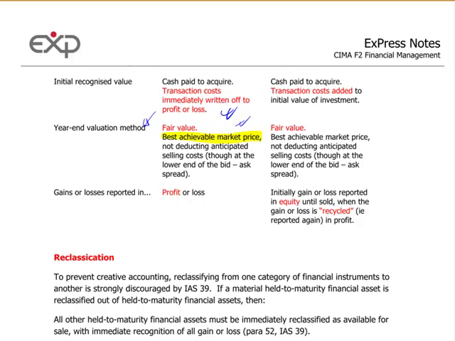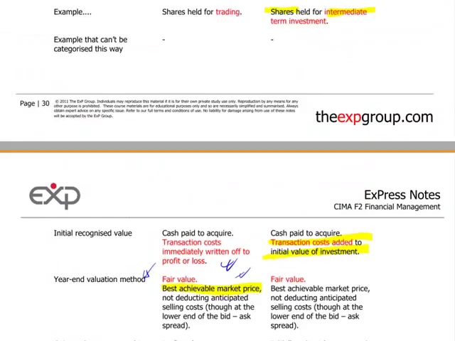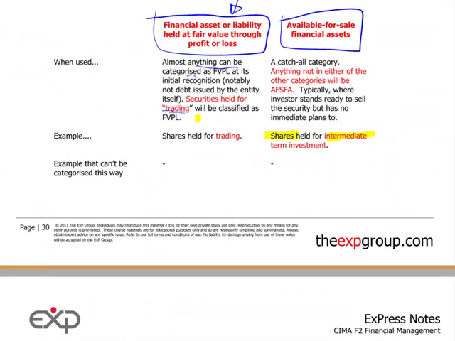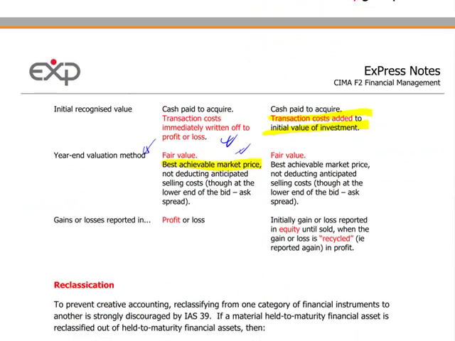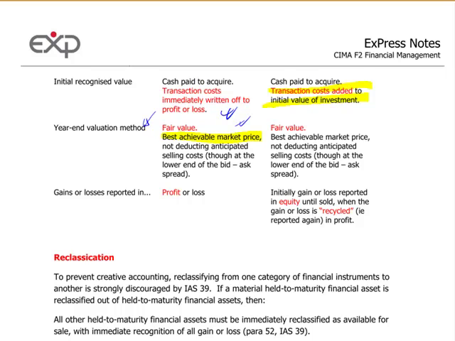So what happens next with initial recognized value? Again, transaction costs are added to initial value of investment. So this is a slight difference from our previous category, where transaction costs, you write them off immediately for your financial assets or liabilities held at fair values through profit and loss. So make sure you read all the details here, but in terms of big picture, again, this is a second category, use fair value like the final category we mentioned.